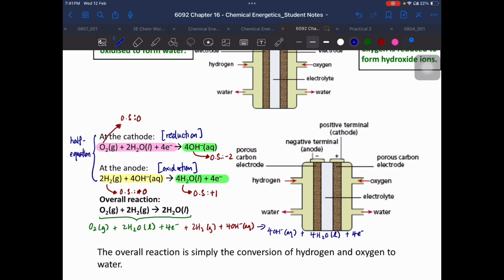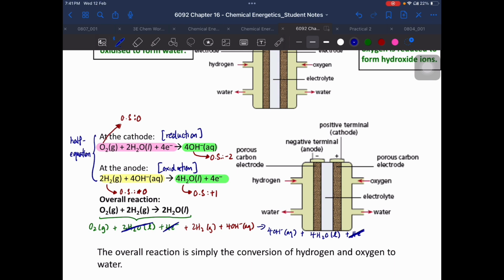But we don't stop here. We will cancel out things that are repeated on the left and right hand side. For instance, the 4 electrons here and the 4 electrons will cancel out one another. Okay. Next, if you take a look at the entire thing, in terms of H2O, there's a 2H2O over here, and there's a 4H2O on the right hand side.